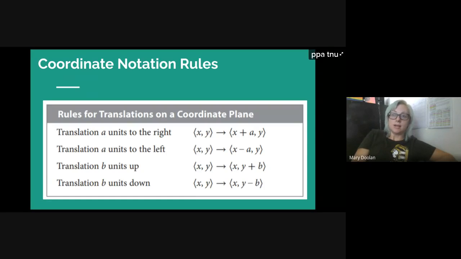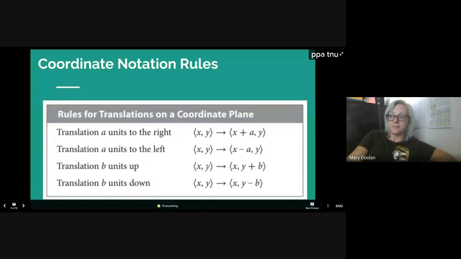If we translate a point up, well, your y-coordinate is then increasing. So that's why we're adding that many units we translate up to the y-coordinate. Whereas if you're translating down, your y-coordinate is decreasing, getting smaller, so we subtract that many units from the y-coordinate. And notice that these aren't parentheses, okay? This is a different notation. This is referring to a vector.